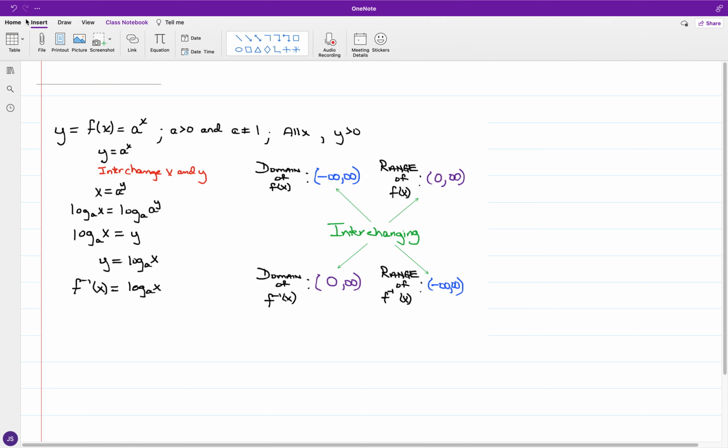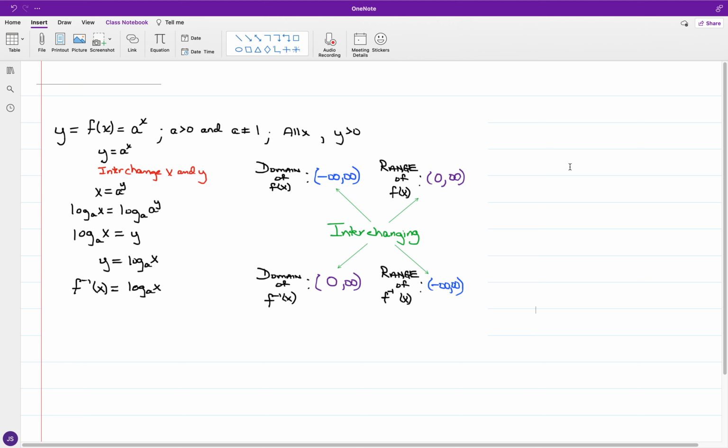Good afternoon. Going back to what we have been dealing with in the case of one-to-one functions and their inverses, we looked at operations involving functions, polynomial as well as rational, and then we looked briefly into exponential functions. Again, just for the general case, we have an exponential function where y is equal to f of x is equal to a to the x.